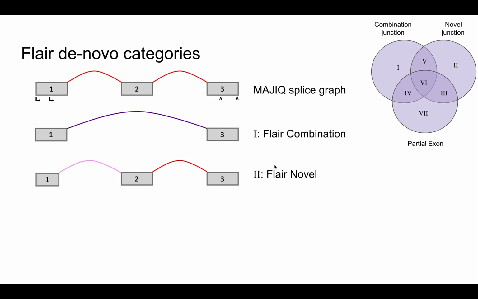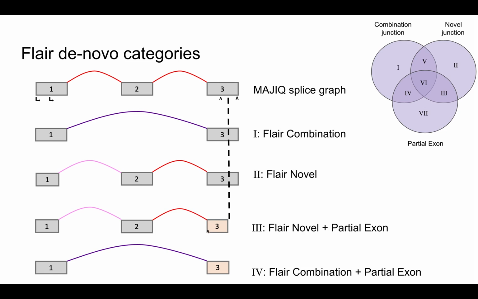site. Similarly to MAGIC de novo, FLAIR combination is the case where a new splice junction gives a combination of new transcript, which falls into Roman number 1. And FLAIR novel is the case when a novel splice junction is found in FLAIR but not in MAGIC and annotation, which falls into Roman number 2.